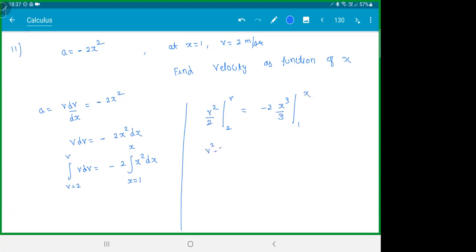So this will be v square minus 2 square by 2. This is minus 2 by 3 x cube minus 1 cube. So v square will be 4 minus 4 by 3 into x cube minus 1. So v will be root over. You can simplify this further. How much is that? 4 minus 4 plus 4 by 3, so that is 16 by 3 minus 4 x cube by 3. That's your answer. Check.